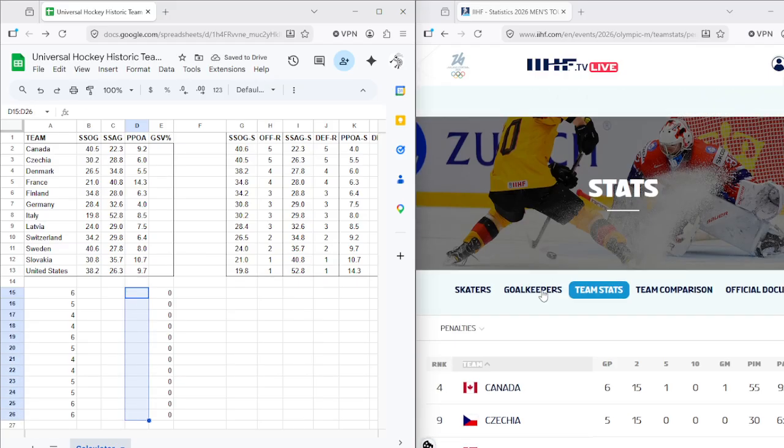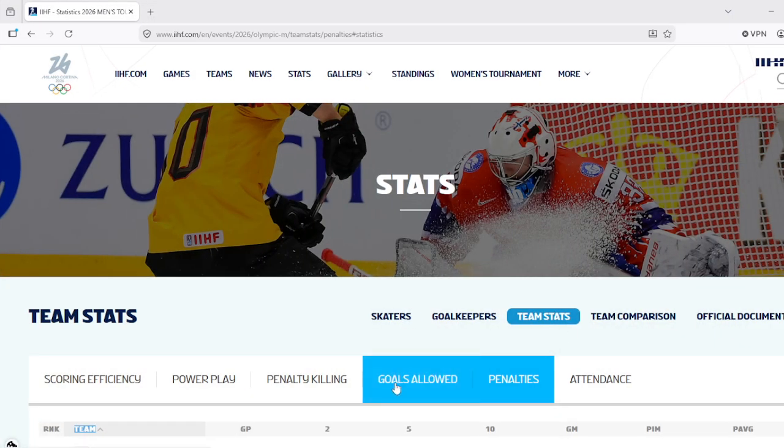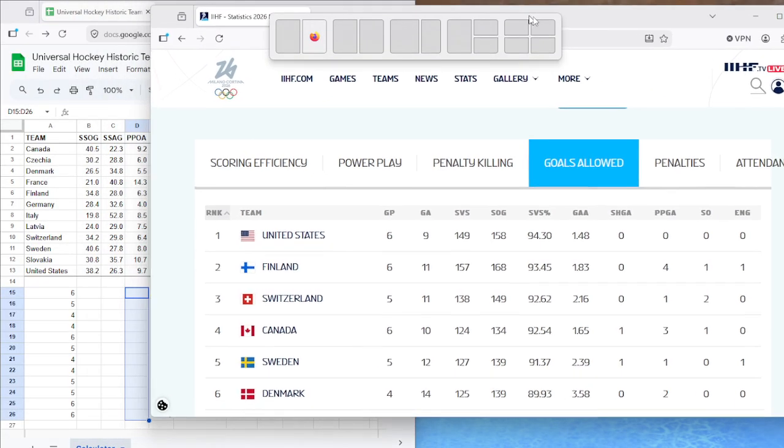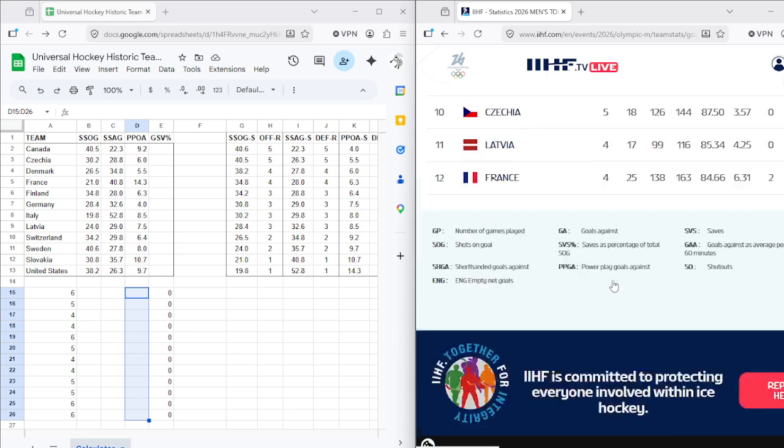Right now, we're going to do the last one that's really obvious, and that is save percentage. So we're going to go back to goals allowed. Save percentage.